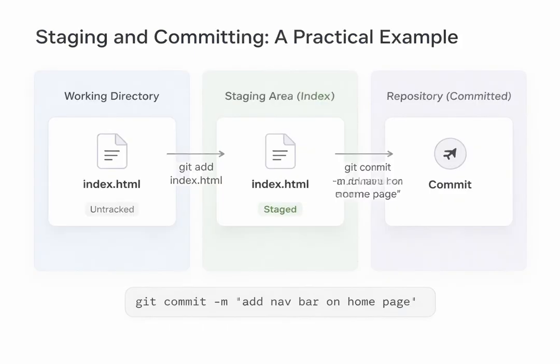Here's how the instructor demonstrates the commit process in practice. He has an index.html file in his working directory. First, he runs git add index.html. This moves the file from the working directory into the staging area, which he calls the waiting room. Then, once it's staged, he runs git commit -m, followed by a message in quotes, add navbar on homepage. That's the commit message describing what was done. After this command, the file moves from the staging area into the repository. It's been committed. The instructor uses the metaphor of an airplane. The file has now boarded the plane and taken off.